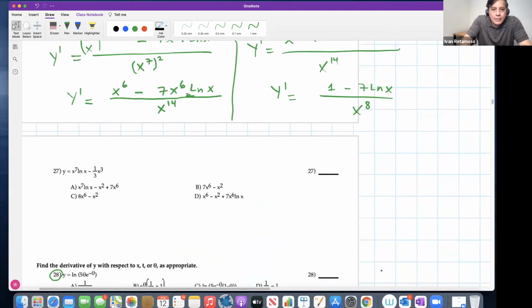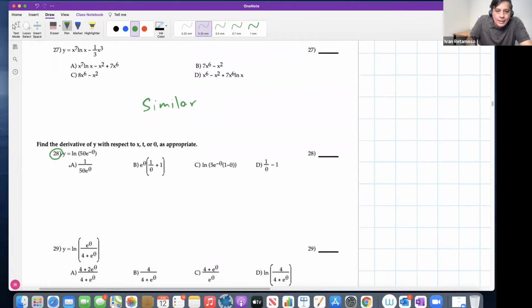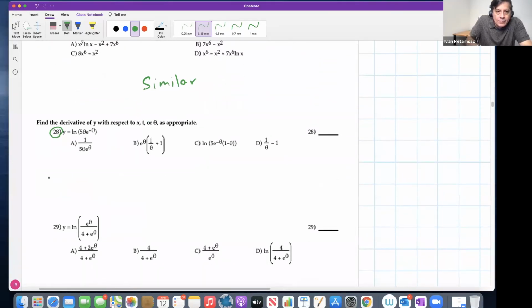Okay, moving on, guys. Moving on, another one, but this one I think is similar. Just use the product rule here, right? Product rule, do the simplification. It's not difficult, so similar. 28 is marked here, so we should do it.